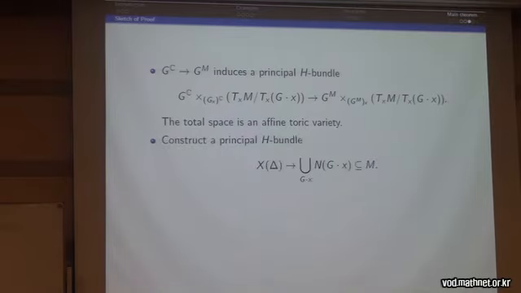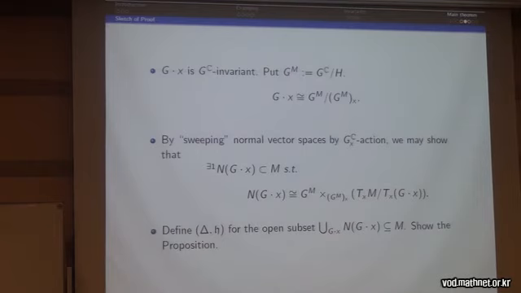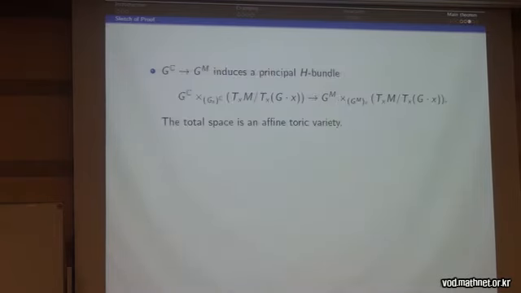By the definition of GM, we have a quotient map from GC to GM, and this quotient map induces a principal bundle, and this total space is an affine toric variety because GC is an algebraic torus and G_xC is also an algebraic torus, and they have the same dimension. So it's not difficult to see that the total space is an affine toric variety.